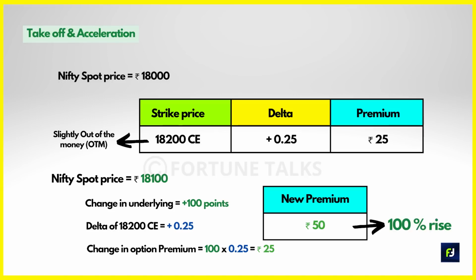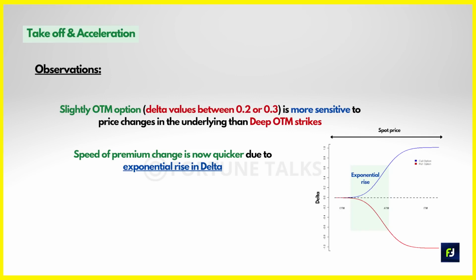Now, isn't it clear that for the same 100-point move of the underlying, the slightly OTM option behaves very differently from deep out of the money options? So what have you learned from these observations? The slightly out of the money option, which usually has delta values ranging between 0.2 and 0.3, is more sensitive to price changes in the underlying. As we have seen, for a 100-point change in the underlying, the percentage change in the slightly out of the money option is quite spectacular. This is exactly how options traders double or triple their money by buying slightly out of the money options when they expect big price moves in the underlying.